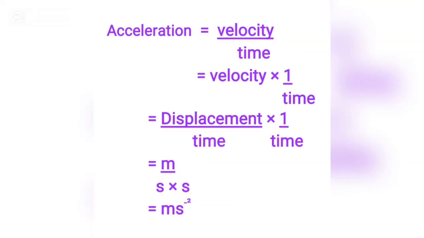Acceleration. Acceleration is equal to velocity over time. And velocity is equal to displacement over time. That means we have velocity multiplied by 1 over time. Then velocity will give us displacement over time multiplied by 1 over time. Then we will now have meter divided by second times second, and that will give us meter per second square.